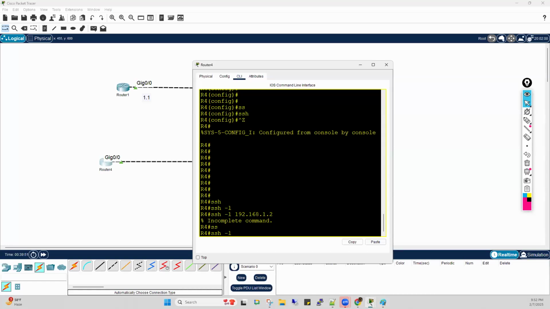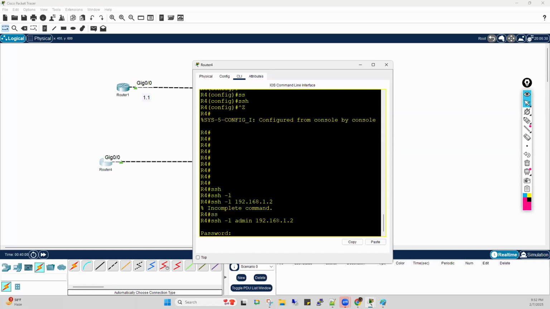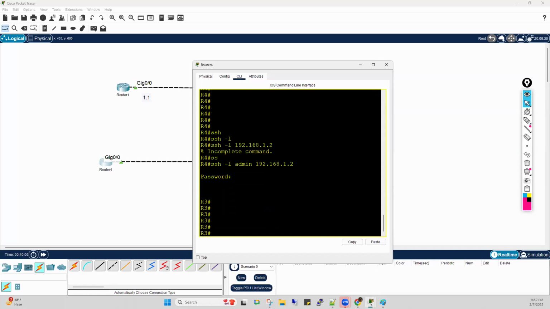Then I missed something. I need to write admin, then 192.168.1.2. Now it is asking me the password. So what is the password I set that time, guys? I said Cisco 123, I think. Yes, see. Now I'm able to access router number 3.